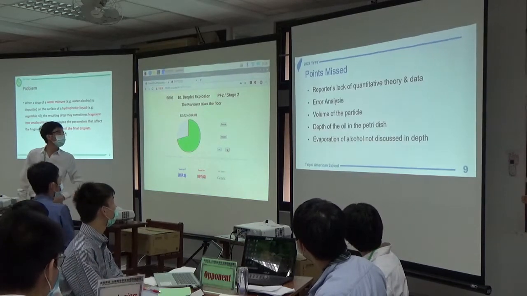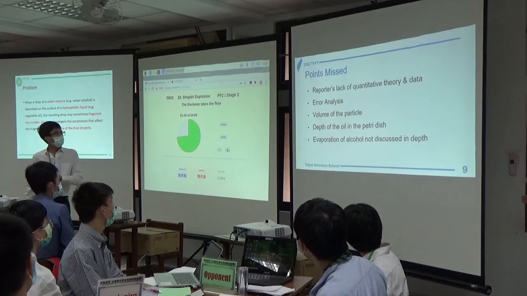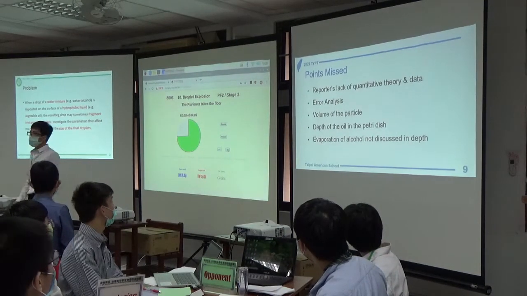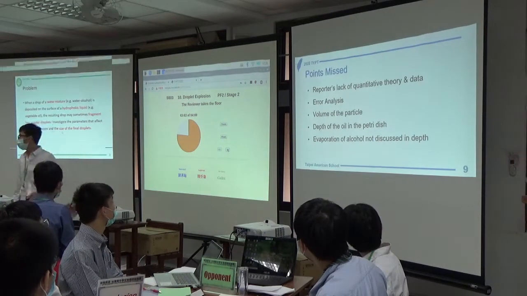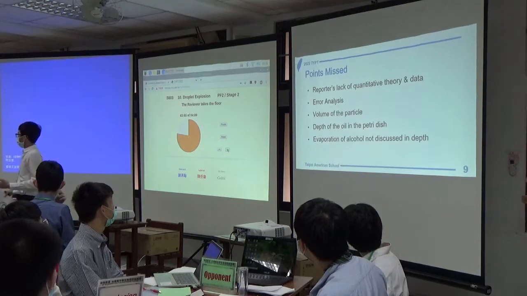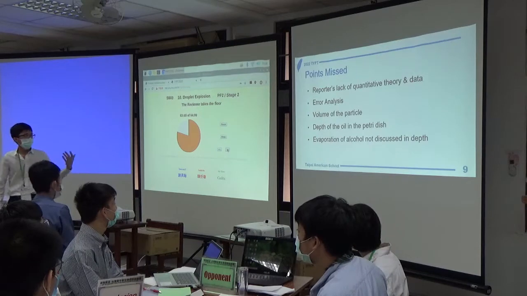Some points that you missed. The reporter lacked quantitative theory and a lot of data. Your data had large gaps in it, and the analysis really wasn't as accurate. Because of that, we didn't really have error analysis, and with no relevant or few parameters to analyze, you didn't really have error in that case.